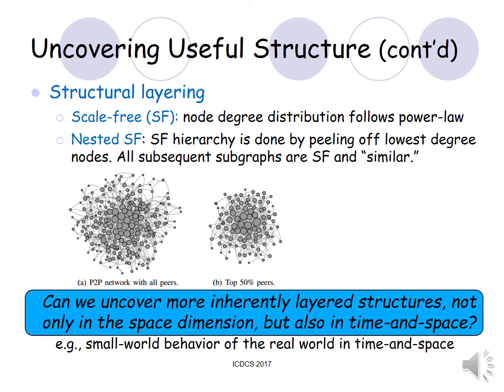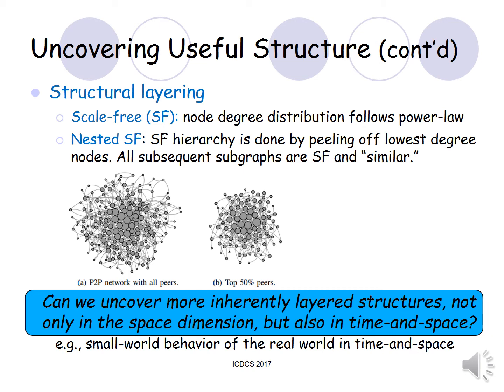So one example is the small world. We all know that the world is connected through small world structure. So how can we discover other useful structure? One example shown recently is based on scale free. Scale free is a node degree distribution that follows a power law.